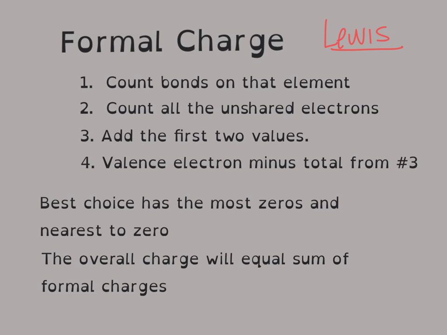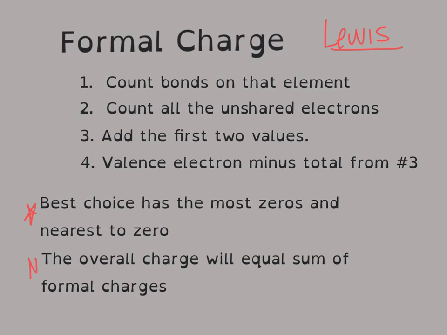A couple of key things to keep in mind. When you're doing formal charge, sometimes you do it on a single molecule, and sometimes you do it on a resonance series, meaning that you can have more than one possible choice. The best option for the drawing of that molecule will be the drawing that has the most formal charge values of 0 and the nearest to 0. So if you're given a choice between like -1 and -2, the drawing with a -1 would be a better choice because it's closest to 0.